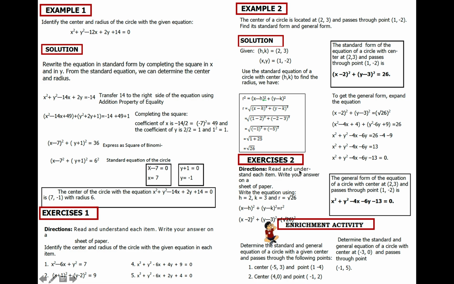For exercise 2, okay, this is the final answer now. For exercise 2, all you need to do is to write the standard form. Okay, so given that r is square root of 26, I think this is very similar to what we have here. So just write the standard form, all right, and then choose one from the enrichment activity. I'm only asking you to choose one, okay, any one of this. So if you choose this, it's either 1 or 2, or if you choose this, you have to answer this one.